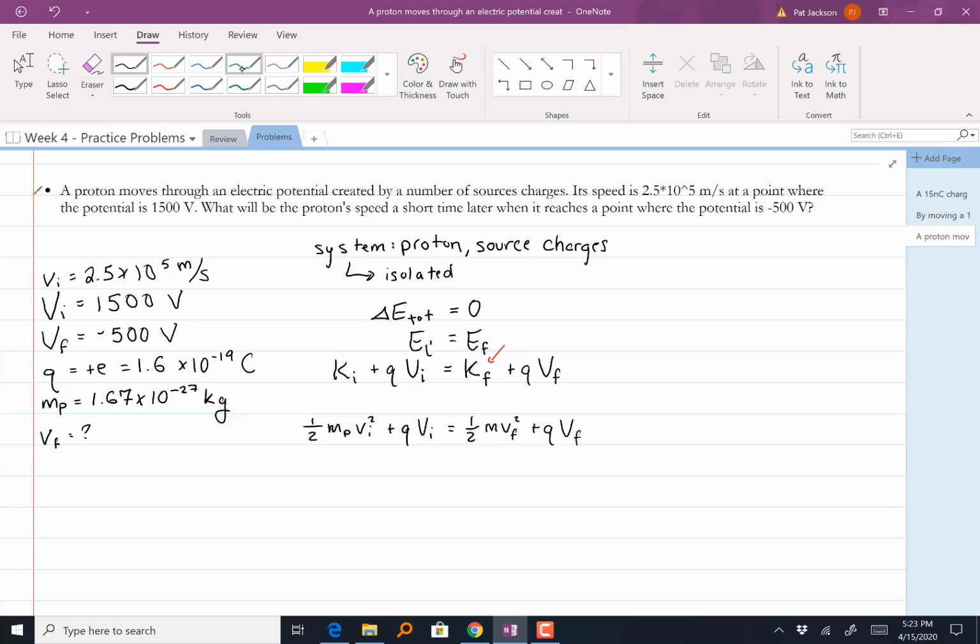Now we can just go through at this point and check everything off. We've got the mass of a proton, we've got the initial speed, we've got the charge, we've got the initial voltage, mass again. We don't have the final speed, but that's what we're looking for. We've got the charge and we've got the final voltage. So the only thing that I don't know in this equation is my final speed, and so I can solve for that algebraically.